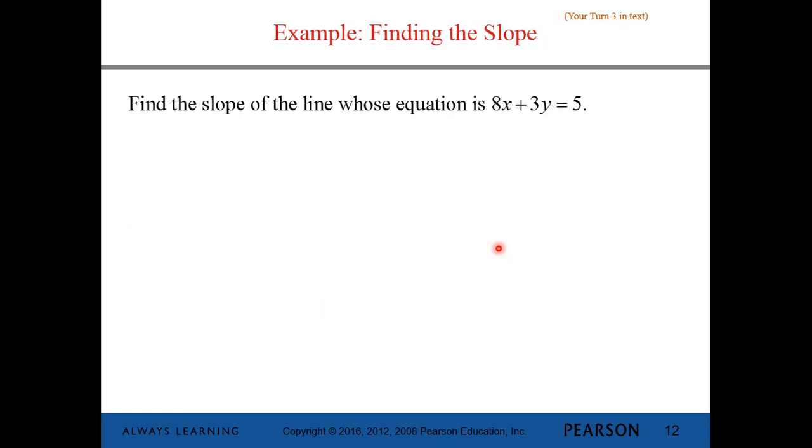Now, finding the slope. What if we give you some equation of a line in this form? This is not in slope-intercept form, but we want to know what the slope is. Well, we can put it in slope-intercept form, and then once we do, we know what the slope is automatically because we are familiar with the form. We know what the m and the b are. So all we're going to do is solve for y and simplify in this case.